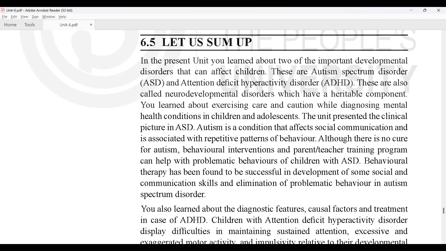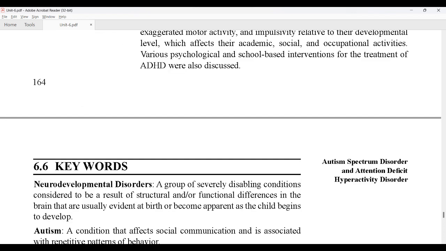You also learned about the diagnostic features, causal factors and treatment in case of ADHD. Children with attention deficit hyperactivity disorder display difficulties in maintaining sustained attention, excessive and exaggerated motor activity, and impulsivity relative to their developmental level, which affects their academic, social, and occupational activities. Various psychological and school-based interventions for the treatment of ADHD were also discussed.